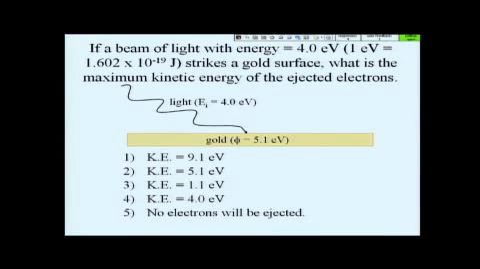So before we go, we'll try to see if we can do a clicker question for you on this. Everyone take those clickers back out and tell me: if a beam of light with a certain energy, let's say 4 electron volts, strikes a gold surface, and the gold surface has a work function of 5.1 electron volts, what is the maximum kinetic energy of the electron that is ejected?